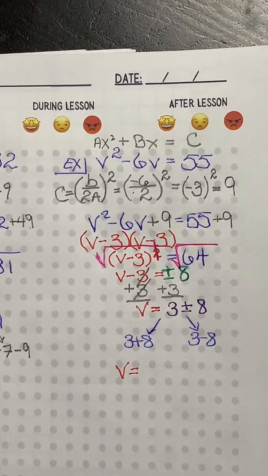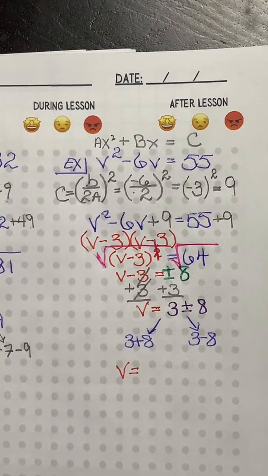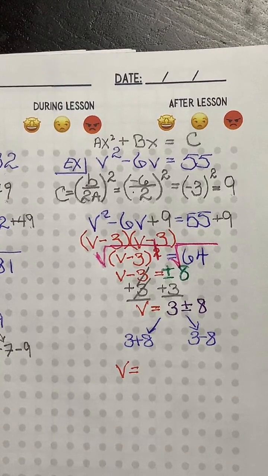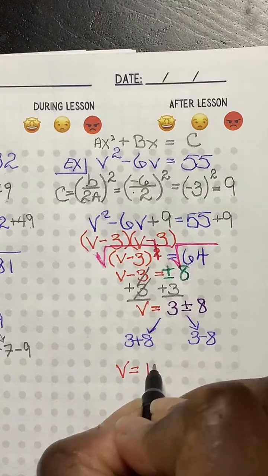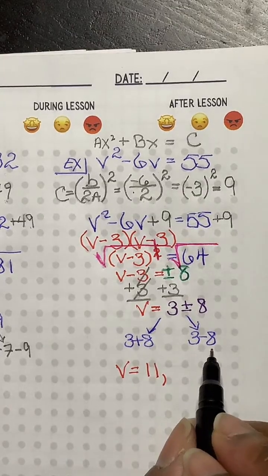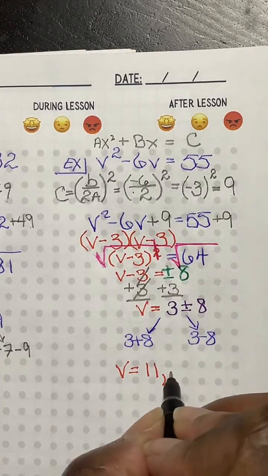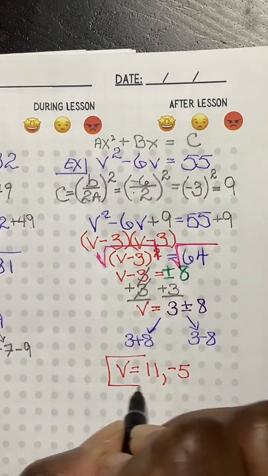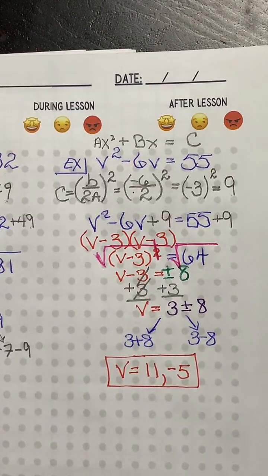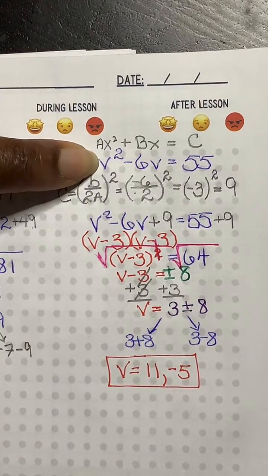So don't give up. Okay, we're not all perfect. I know I'm not. All right. So 3 plus 8 gives me that 11. And 3 minus 8. So if I have $3 and I'm trying to spend $8, that means I am short $5. So those are the 2 solutions that are going to make our original equation into a true statement.